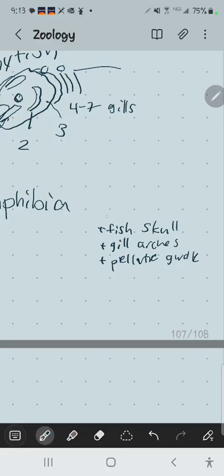So let's go ahead and see what we got going on. This is like a salamander skull. Just get this going here.